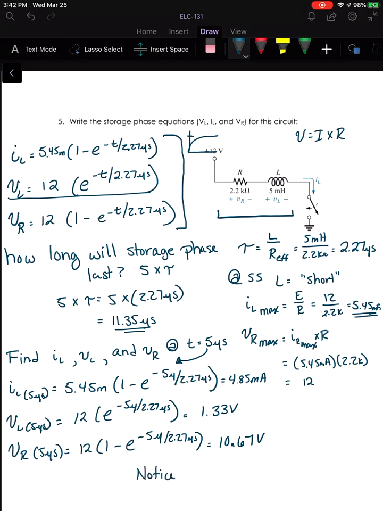Now notice at 5 microseconds, VL plus VR equals what? 1.33 plus 10.67 is what? That's about 12 volts, okay? So at every point in time, whether it's 5 microseconds, or it's at 0 microseconds, or it's all the way at 12 microseconds, VL and VR should always add up to that source voltage, okay? They'll be changing during that time, but they should add up at any point in time to that source voltage.